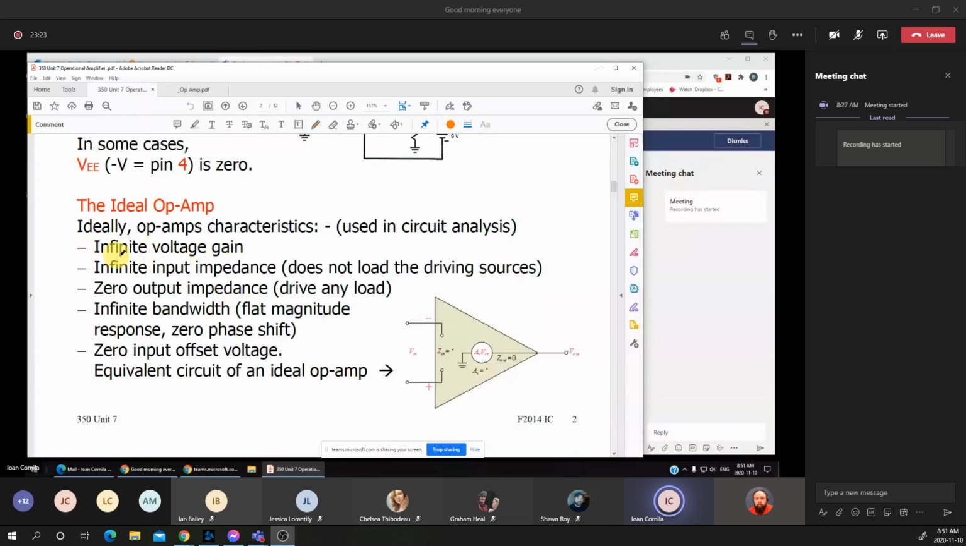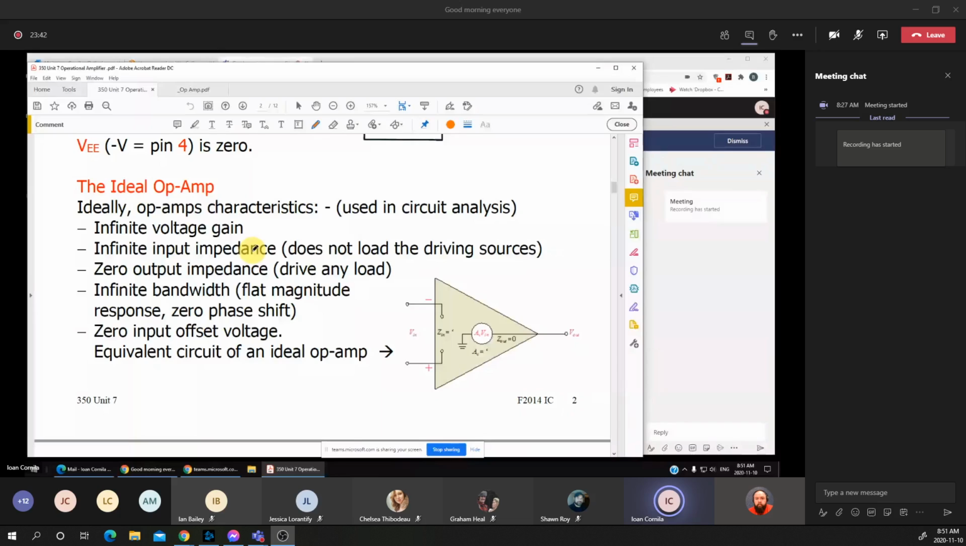We may see the first requirement for an op amp is having an infinite voltage gain. Again, we have a pretty large voltage gain, but not an infinite gain. But that was the main purpose of an integrated circuit or an op amp.